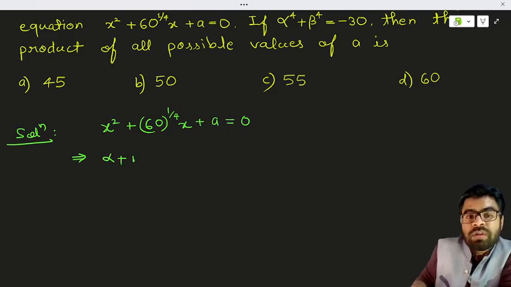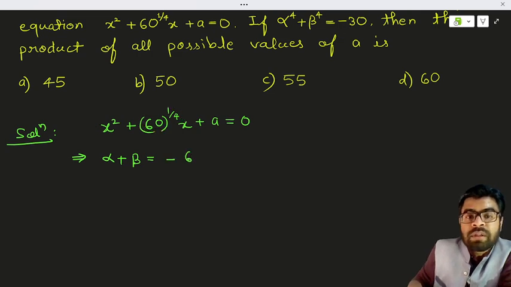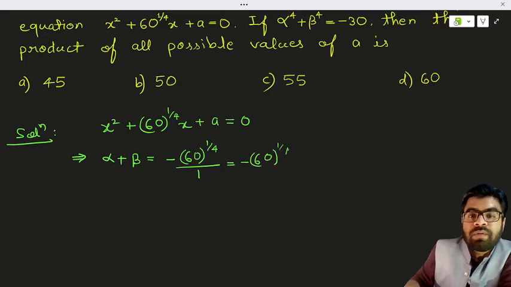So what is the sum of roots here? That is alpha plus beta is always equals to minus b by a. What is b here? B is this and a is 1 here. So we are getting minus 60 power 1 by 4 divided by 1. So here it is minus 60 power 1 by 4. And what is the product of roots? It is alpha into beta, that is c upon a. So it is a upon 1, that is a.